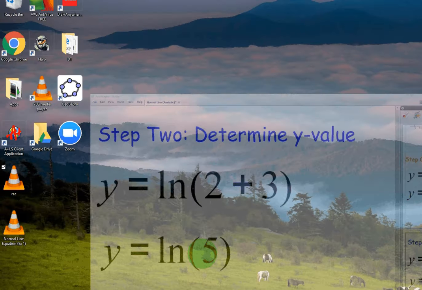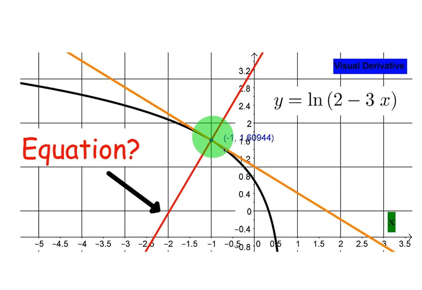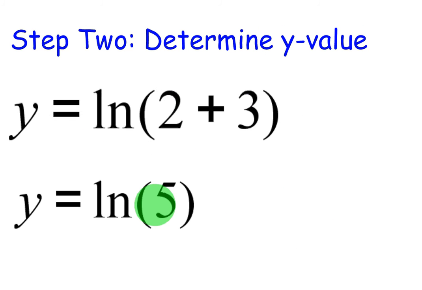And it's the wrong graph. So this point is at -1 comma natural log of 5, which incidentally looks like it's about 1.6 or so, natural log of 5. Okay, so that's our point. That's the y value of our point.